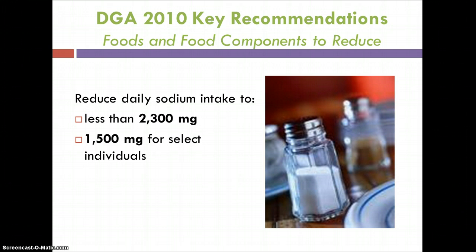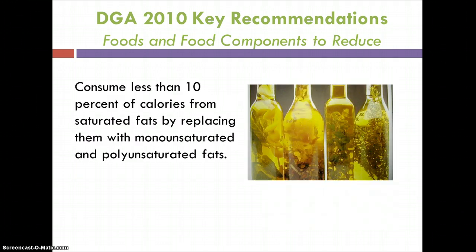It's over your budget. Select individuals, that's for anyone who's overweight or obese. That's a third of our nation. Anyone over the age of 50. Anyone with high blood pressure, diabetes, heart disease, cancer, chronic disease, only need 1,500. That means they have to take the salt shakers off the table.